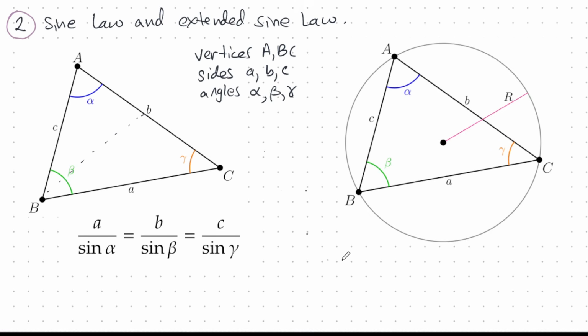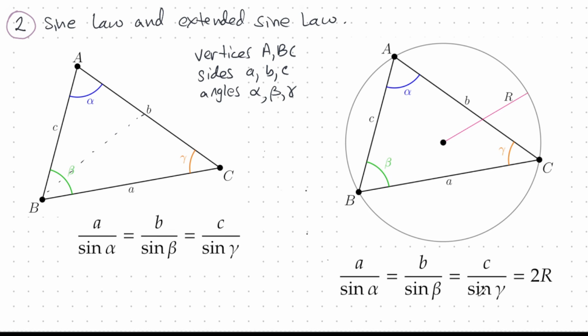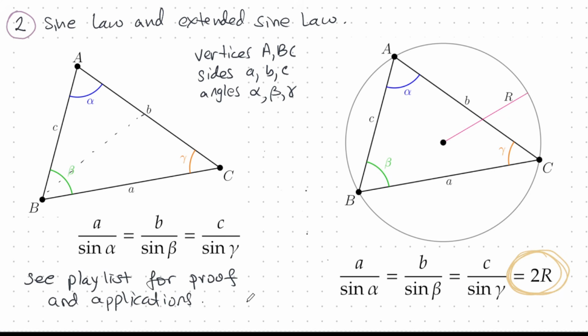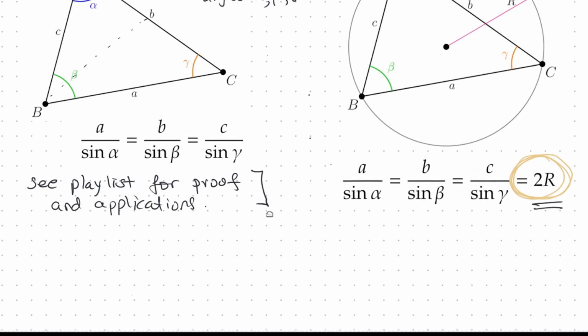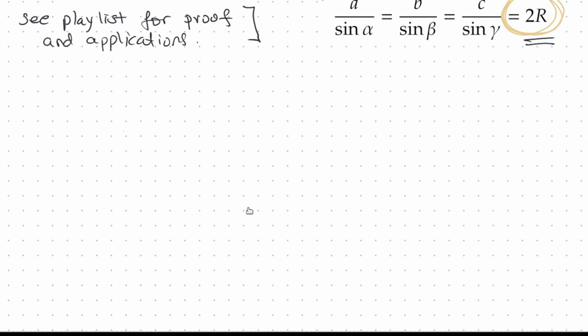So if I draw a circle through points A, B, C, through the vertices of my triangle, and the radius of this circle, if I call that r, the diameter is 2r, well, I get the extended sine law now. It turns out that each one of these terms is equal to the diameter of this circumscribing circle. And like I said before, see the playlist in the description box for a proof of this, plus some elementary applications. And speaking of applications, we need to do an application of our own now.